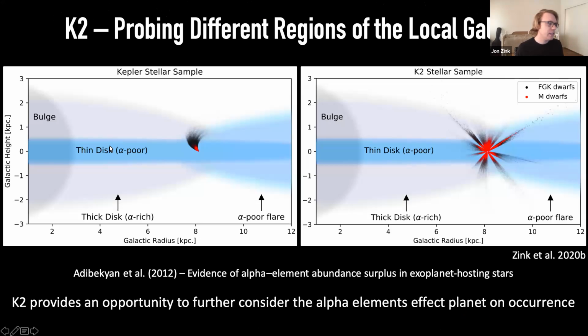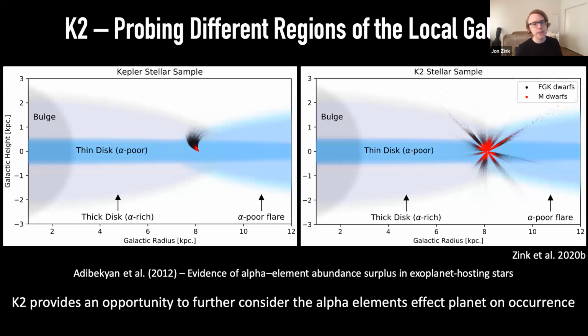So just to reiterate that point a little more, we can look at this edge-on view of the galaxy. On the left-hand side, I'm showing the Kepler stellar sample as a function of galactic structure. And on the right-hand side, we have the K2 sample. You can see that the Kepler sample is mostly contained within this thin disk, or this region where the stellar sample is alpha poor. The alpha elements are not very abundant in the stellar sample.